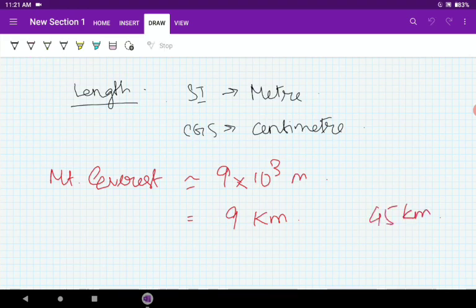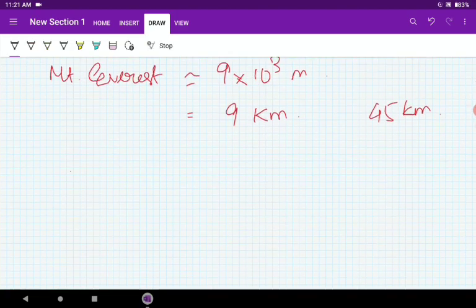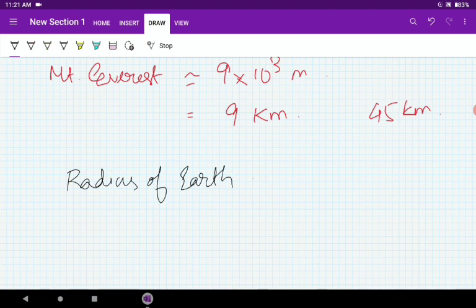Now if we talk about greater lengths, like suppose the radius of Earth. The radius of Earth is a very huge number. If we write it in SI units, it is 6 into 10 to the power 6 meter. We know that 10 to the power 6 stands for mega. So we can write megameter, but we don't usually write it.